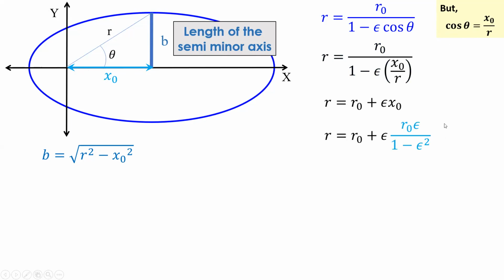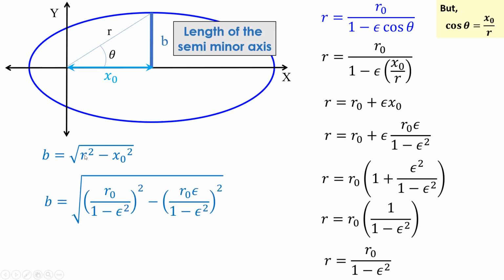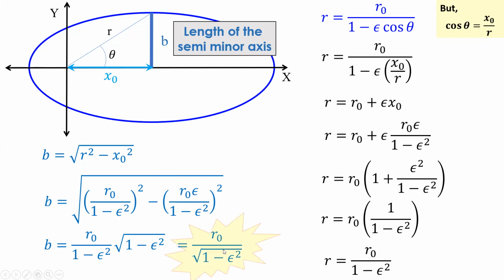We already calculated it. We substitute that, and on simplification we take r naught outside, and we get r is equal to r naught into 1 by 1 minus epsilon square, that is r naught divided by 1 minus epsilon square. Now this value of r is used here to calculate, and on substituting the value of r and x naught, which we already know, and on simplification we get the length of the semi-minor axis as r naught divided by root of 1 minus epsilon square.